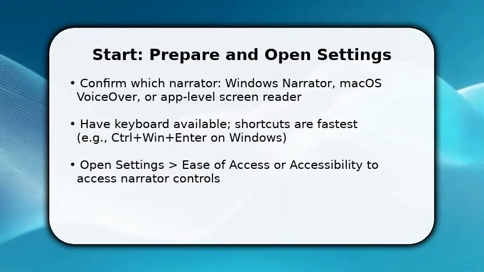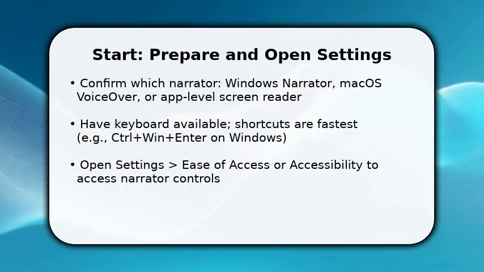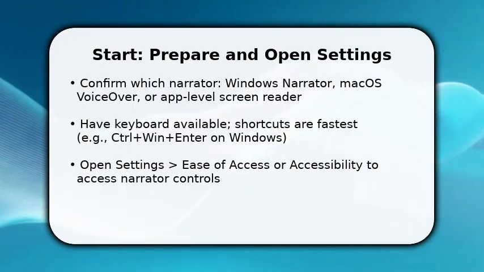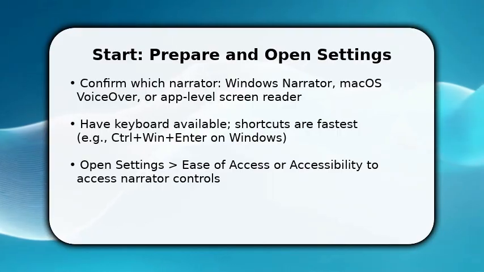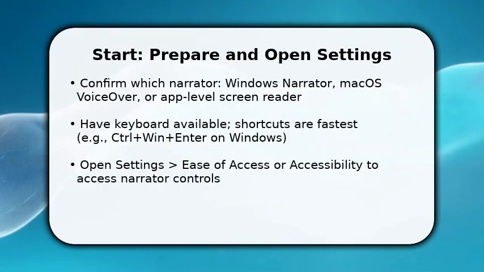You'll begin by confirming which narrator is active and why it started, because that guides the turn-off method. Once you know it's Windows Narrator or VoiceOver, make sure your keyboard is ready. Shortcuts save time. Now open Settings and go straight to Ease of Access or Accessibility so you can find the narrator controls. You're not configuring anything else yet.